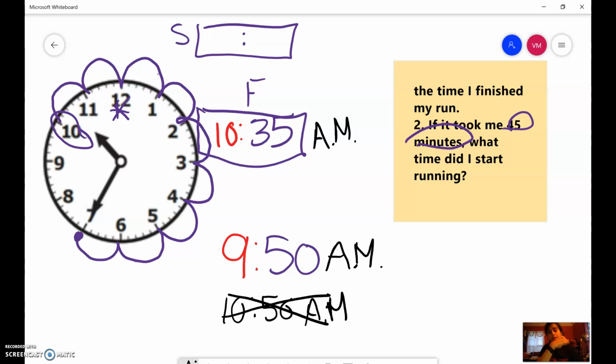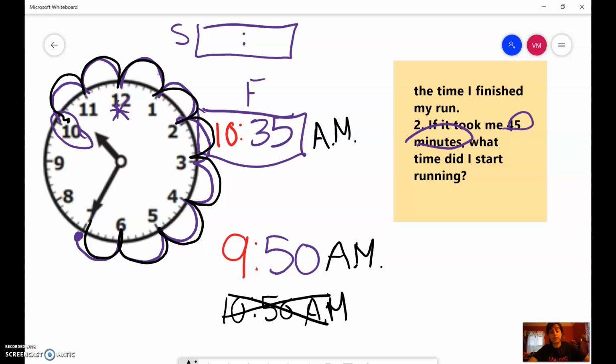That's when it started. And then you can check 9:50, 45 minutes after I finish, 5, 10, 15, 20, 25, 30, 35, 40, 45. Yeah, I will finish at 10:35. That shows me the time I finish. That's the best strategy when I'm working with elapsed time.